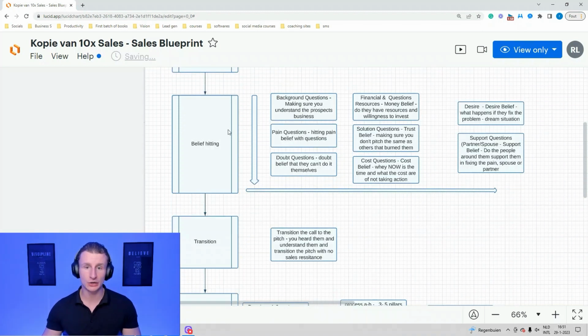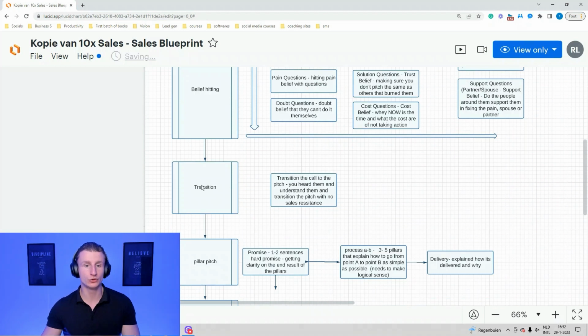Then when you hit all the beliefs, then we are going to transition to the pitch. So now we have the transition. And what we do in the transition is just transition from the questions to you pitching, but also while lowering your sales resistance.